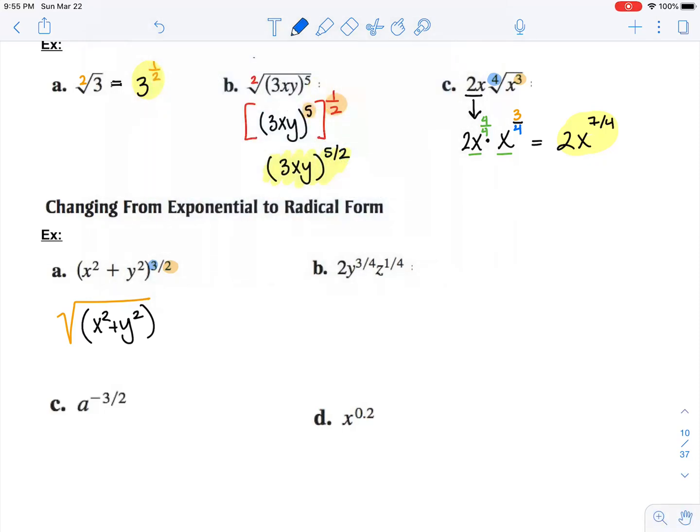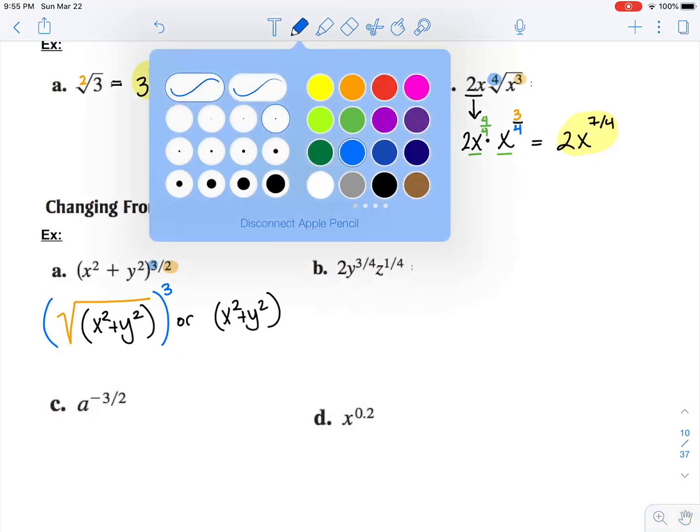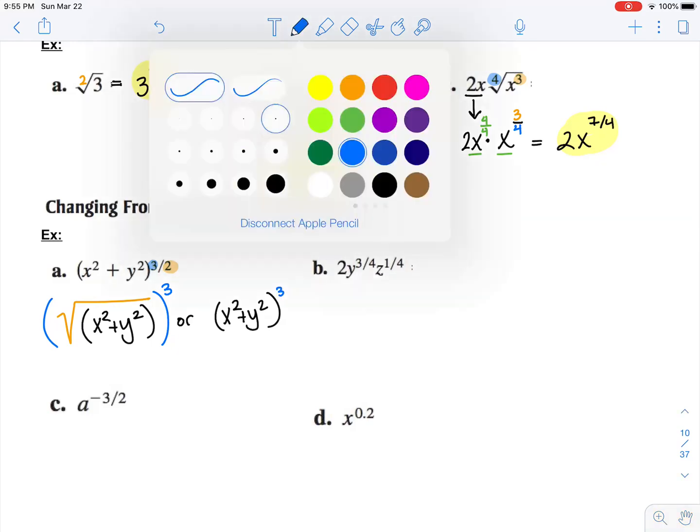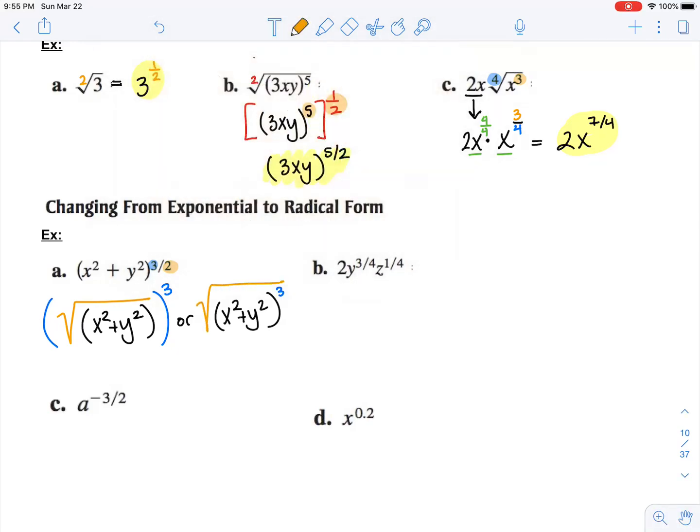power. Now that power you can put inside the exponent or inside the root or outside. So you can write it this way, or you could write it as x squared plus y squared being cubed and then square root. Those are both acceptable answers.